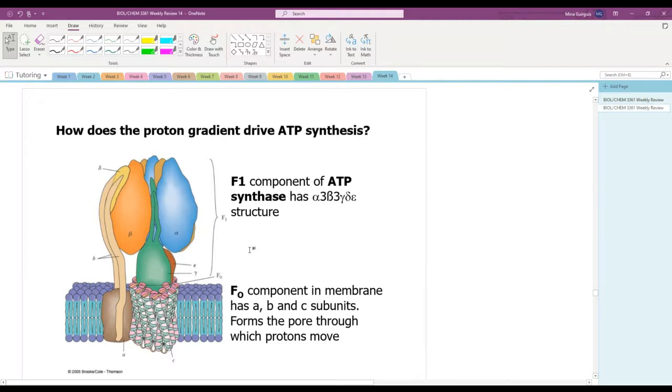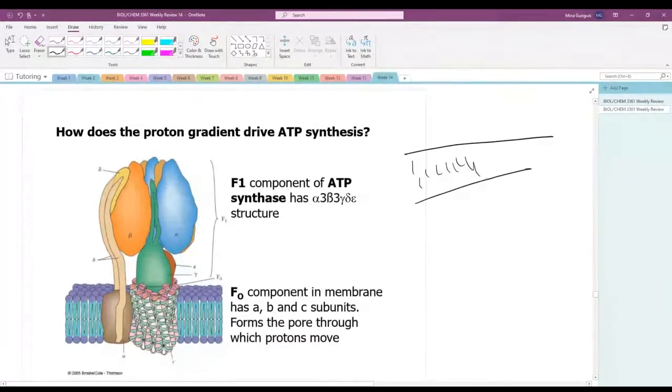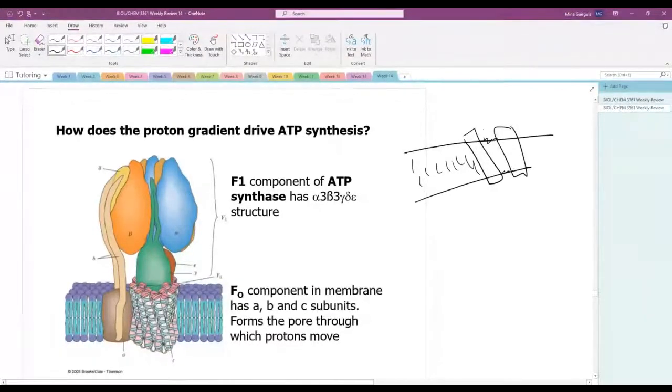So ATP synthase is broken into 2 parts, F0 and F1. F0 is transmembrane, and so it's kind of stuck how it is. It's got A, B and C subunits, and it forms a pore through which protons move. Protons are obviously polar, so if we look at the membrane, this entire area is hydrophobic. How is it going to pass this area? We create a channel. So these pores basically provide the channel for us.